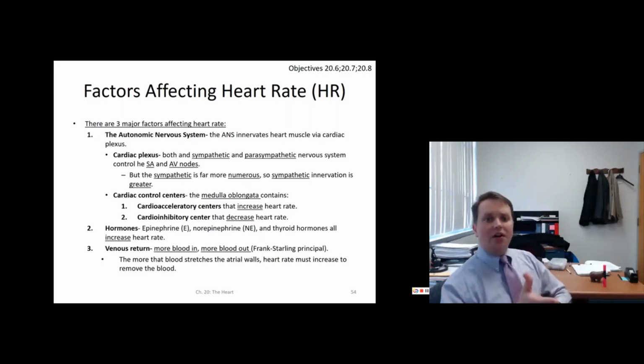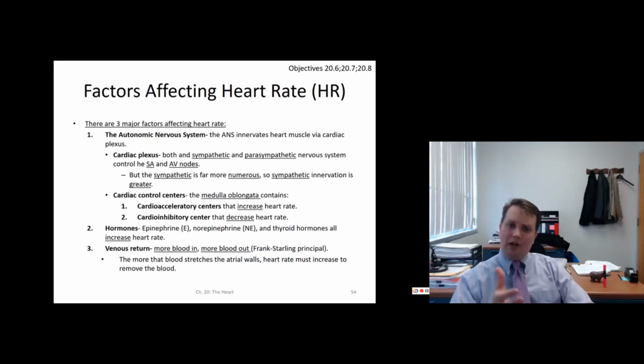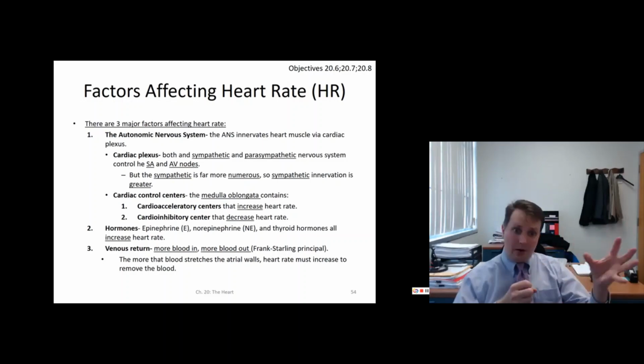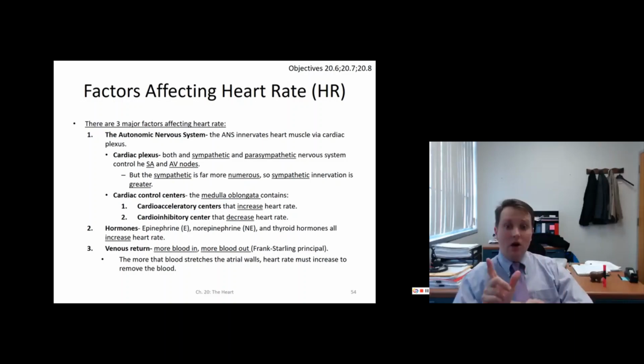Now, the autonomic nervous system, we're going to see that the heart muscles, cardiac plexus, contains a mixture of sympathetic and parasympathetic nervous system. And they come into the SA node and the AV node. Now, sympathetic is more numerous and greater. Why? Well, more neurons, but also there is the suprarenal medulla.